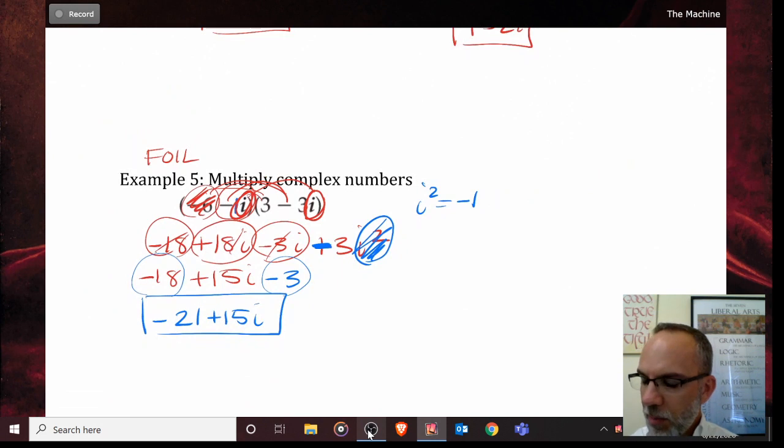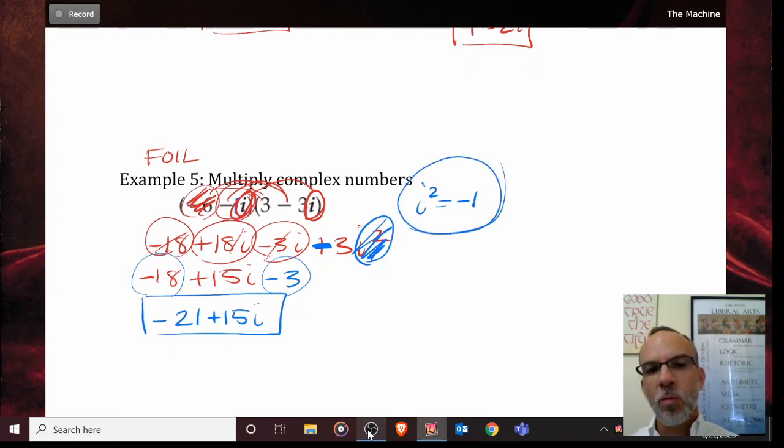Okay. Complex numbers, you do it just the same way that you would any other variable, except when you get down to i's with higher exponents than 1, you have to simplify them down. So there's just an extra step there.